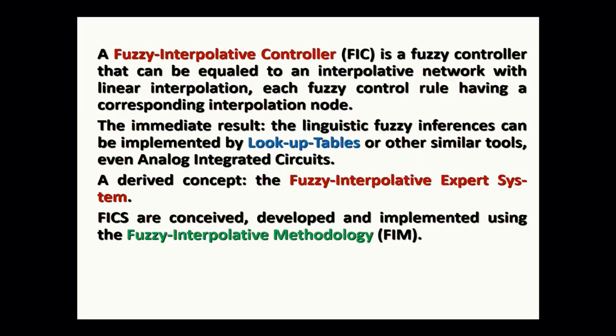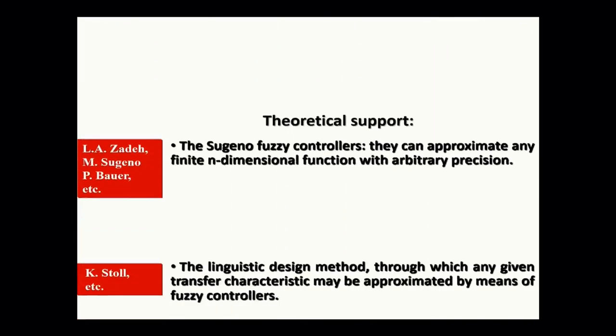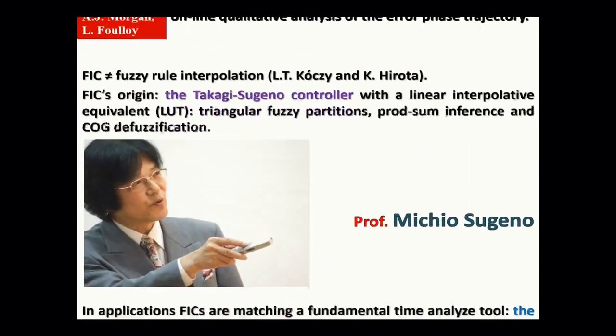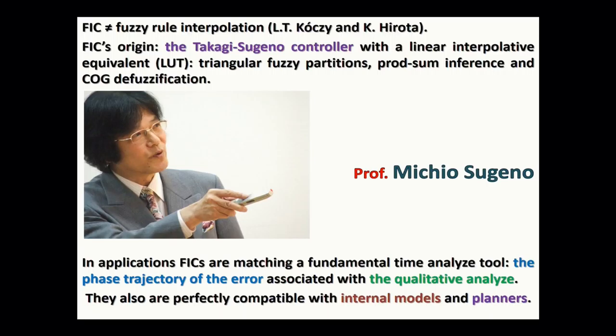On this idea, we could build fuzzy interpolative controllers, which are based on rules, but we choose such lookup table equivalents. The theory is very simple and it's common knowledge. The Sugeno fuzzy controllers can be approximated like this, as can the linguistic design proposed by Kavi and Stoll, and the qualitative control developed in England by Clocksin and Morgan, and in France by Laurent Foulloy. Fuzzy interpolative controllers are not related in any way to the fuzzy interpolation of Kóczy and Hirota, but are perhaps a particular case of the Sugeno controller.